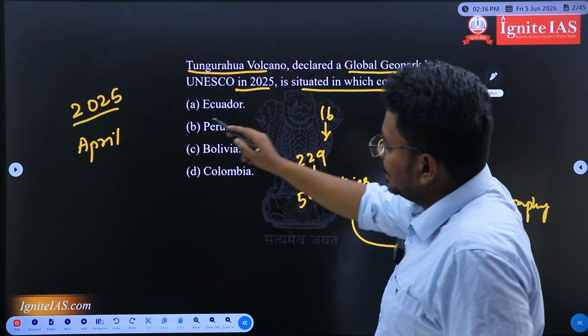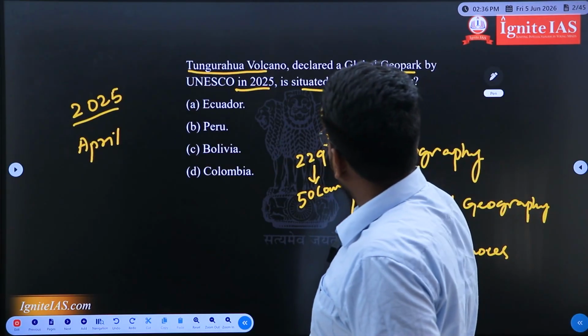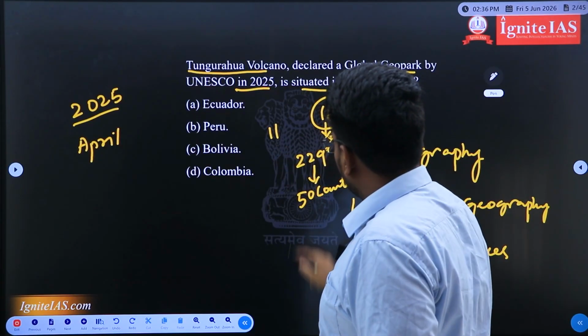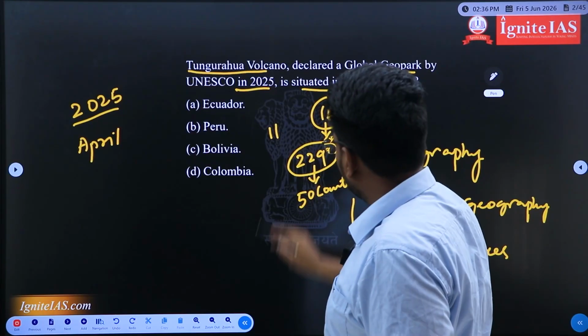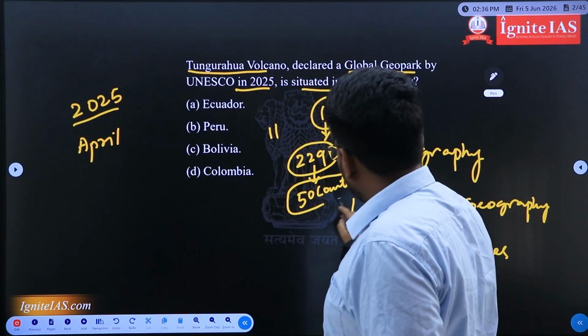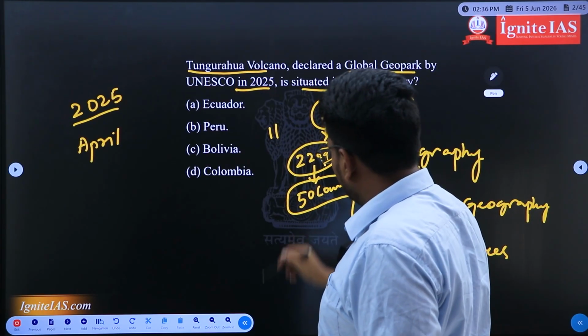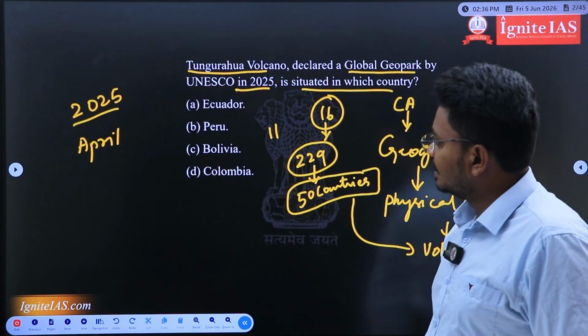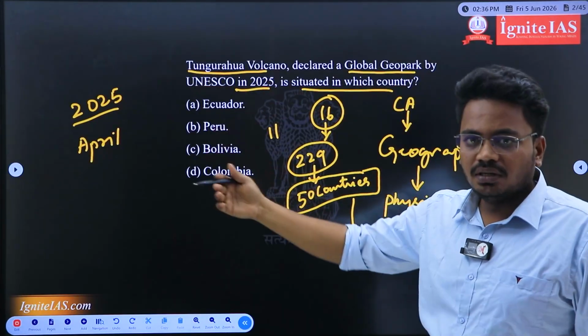In 2025, as I told you earlier, 16 global geoparks were added across 11 countries. Now, in total, how many geoparks do we have? We have 229 geoparks, established all across these 50 countries. Now let us come back to the question.